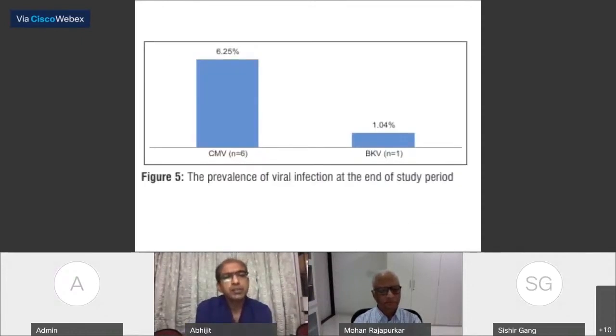And the prevalence of viral infection at the end of the study period: around 6 patients had CMV, and 1 patient was detected to have BKV. So a large proportion of patients actually did not have any viral infections during and at the end of this study period.